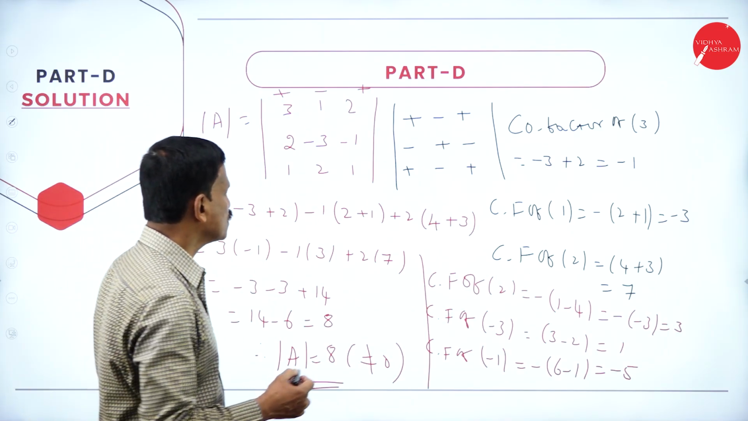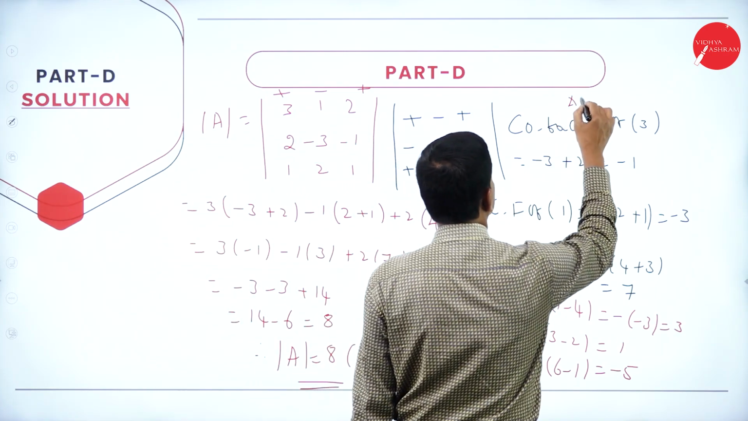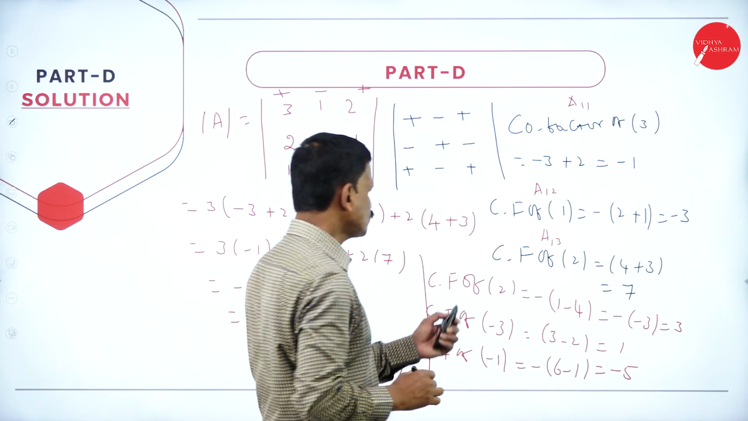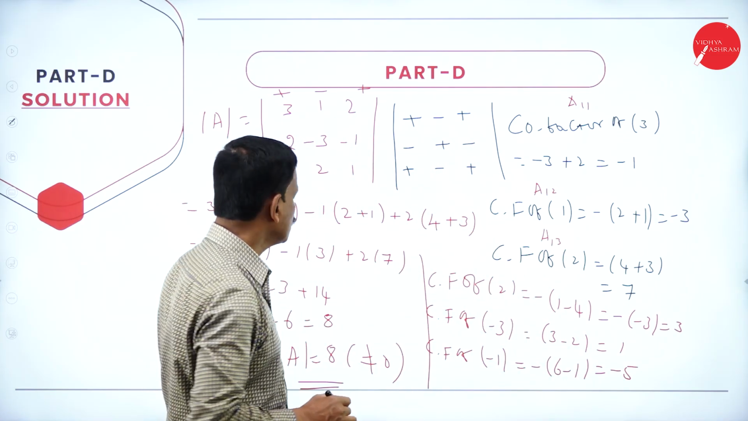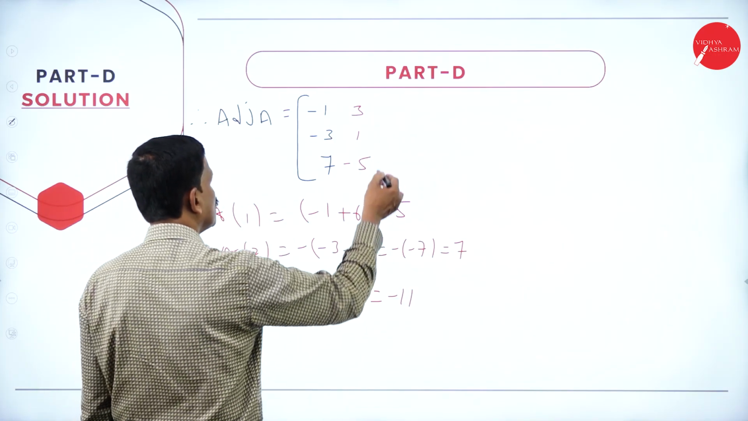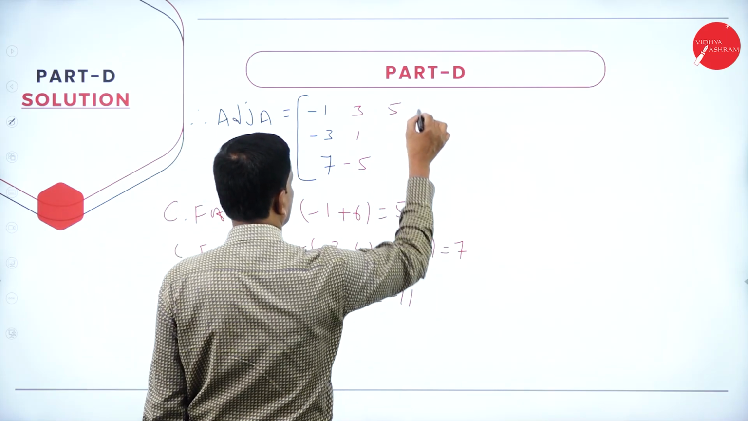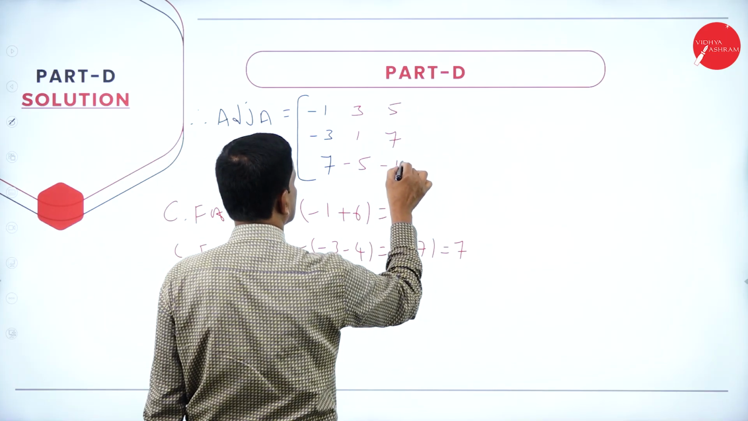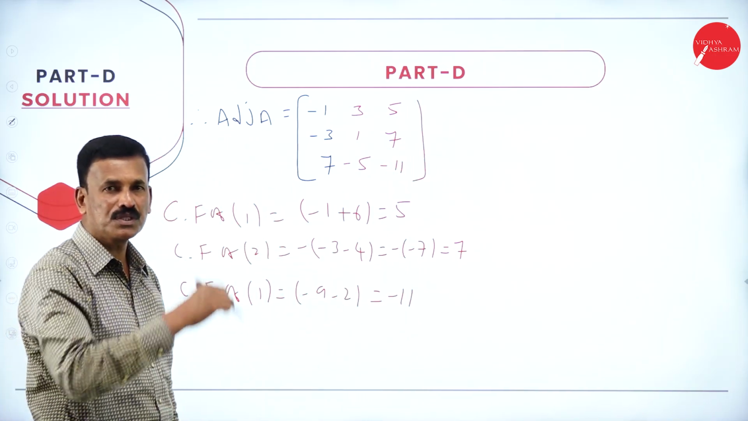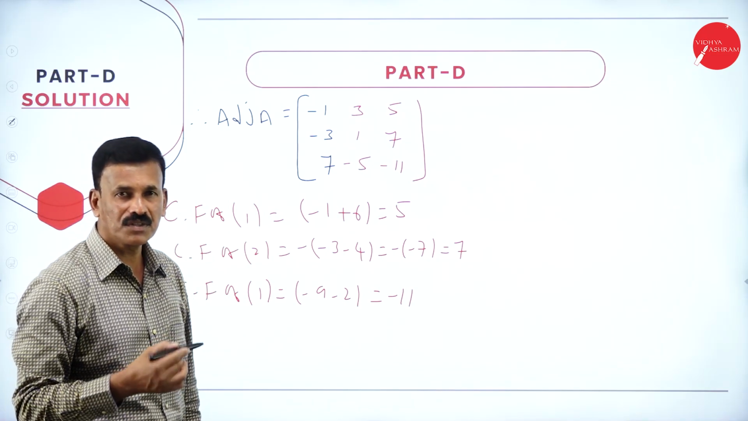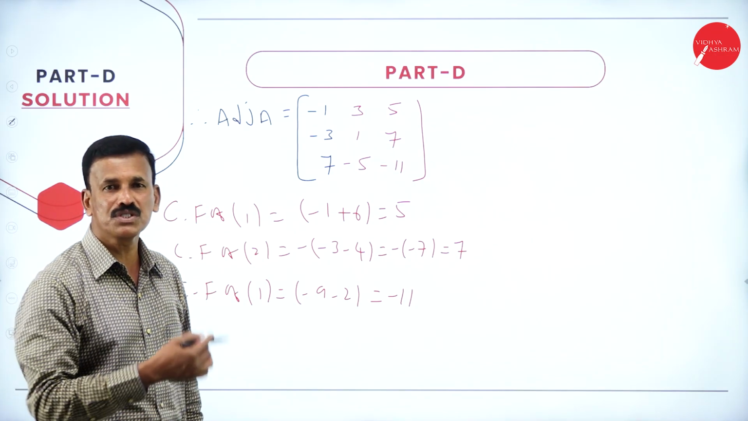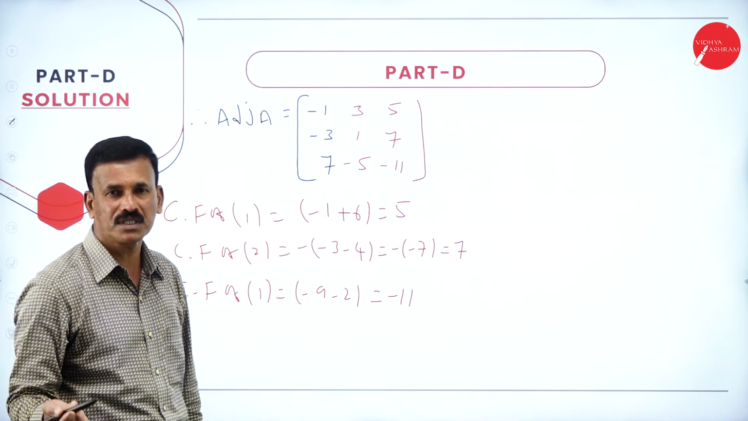If you want, you can also represent these cofactors as A11, A12, A13, A21, A22, A23, and the last A31, A32, A33, as you wish. So I'll put it in the third column, then this becomes 5, 7 and minus 11. So this is the adjoint. Instead of writing first row, second row, third row, if you put it in the form of a column, you will get straight away the adjoint. Otherwise, put in the first row, second row, third row for the cofactor matrix and transpose, you will get the adjoint. Adjoint is the transpose of the cofactor matrix.